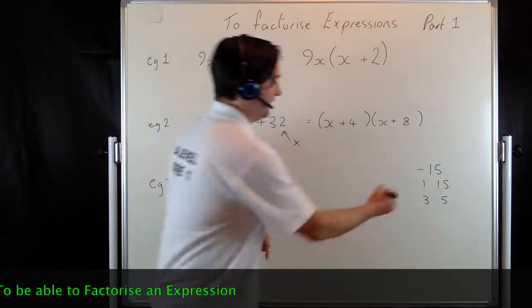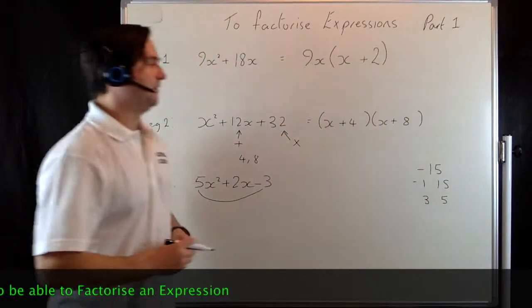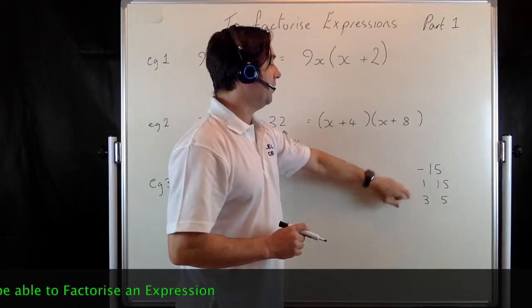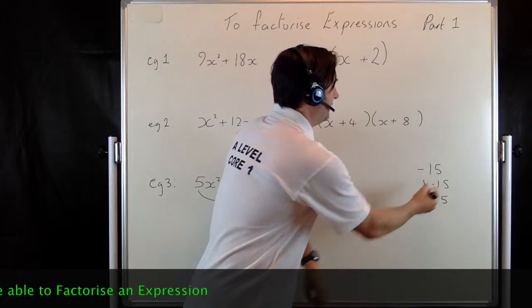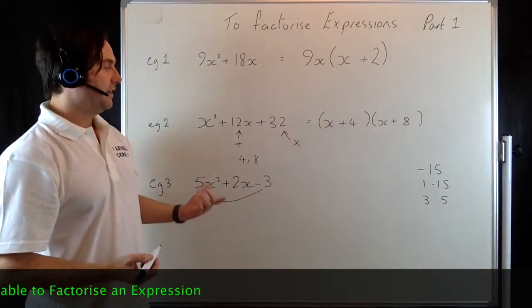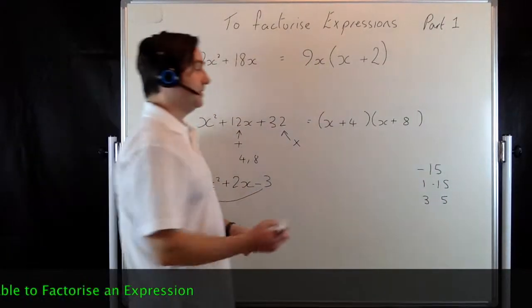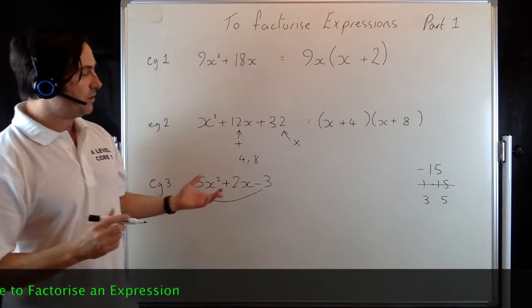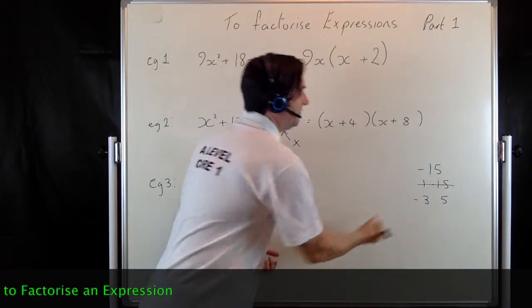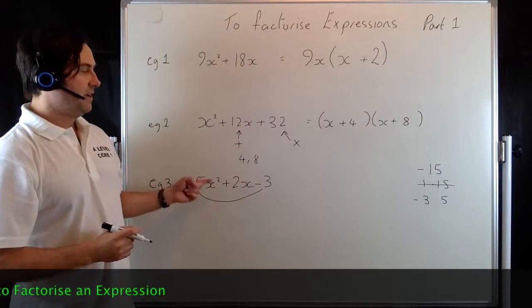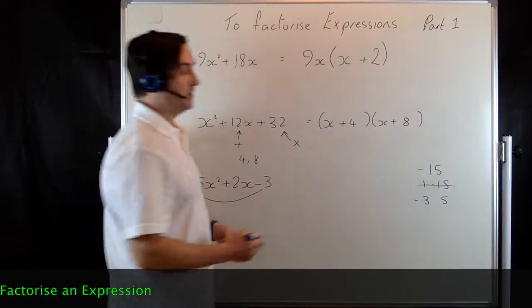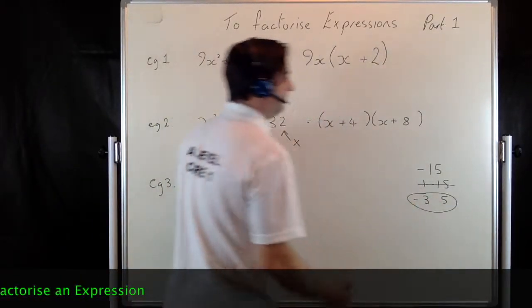Well, let's look at the first one. Could it be minus 1 add 15? That gives you 14, so it can't be that. Could it be 1 take away 15? That's going to give you negative 14. So it's certainly not that combination. So it must be the other one. But which way around? Is it negative 3 add 5? If you've got negative 3 and you're adding 5, that's going to take you to positive 2. So these are the numbers we're looking for.